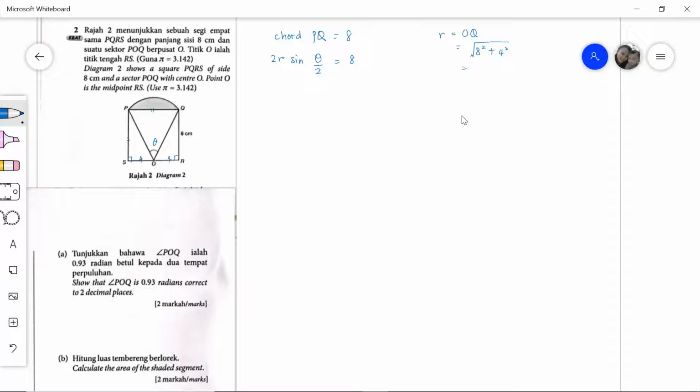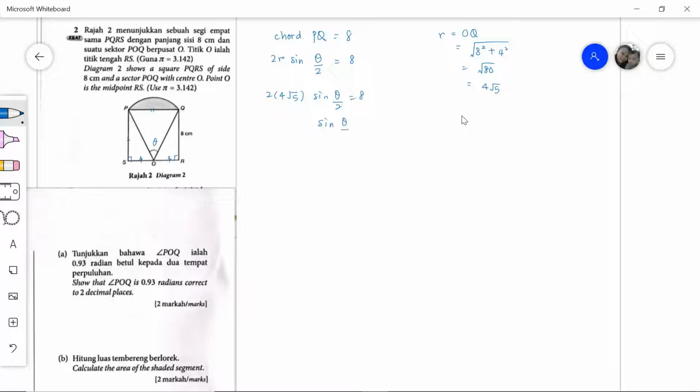So 64 and 16, we have 80. So the square root of 80, we can write it in the form of square root of 16 times 5, because 80 is 16 times 5, so it's 4 root 5. Okay, so let's put the R here. So 2R will be 2 times 4 root 5, sine theta over 2 equals 8.